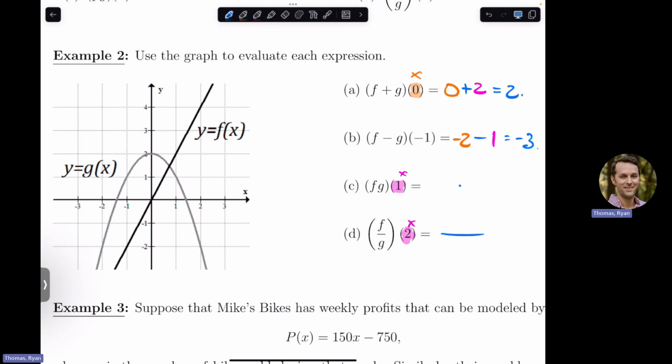F times g when x is 1. Here's x equals 1. Here's f. Here's g. What's f of 1? What's g of 1? What's 2 times 1?